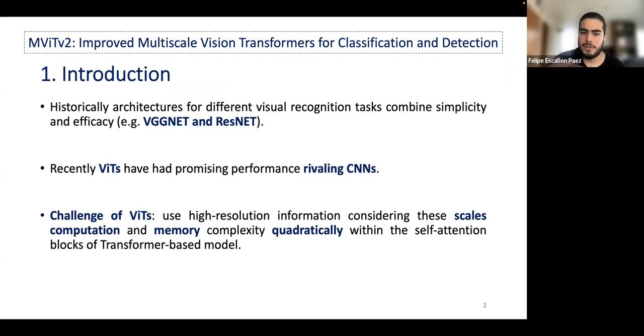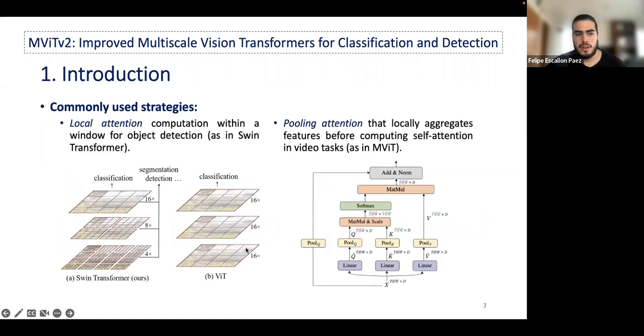And this high resolution scales the computation and memory complexity quadratically due to the structure of the transformers. So as we know, we use tensors for query, for values, and for keys, and this is what gets this complexity quadratic. So there have been two commonly used strategies. One of them was proposed by them to solve this computational challenge.